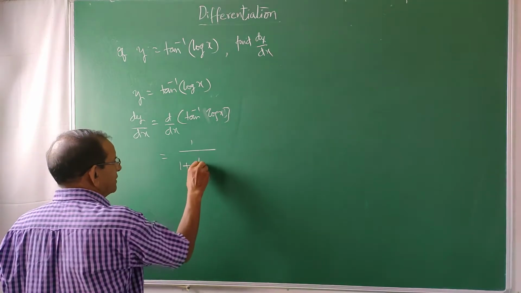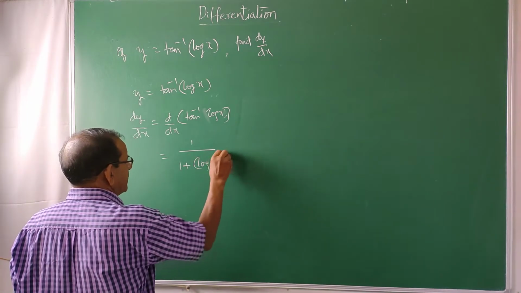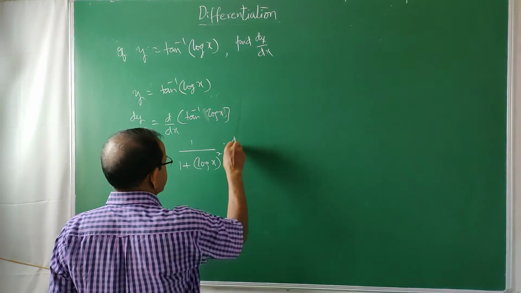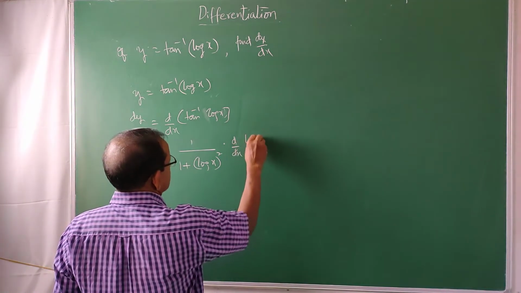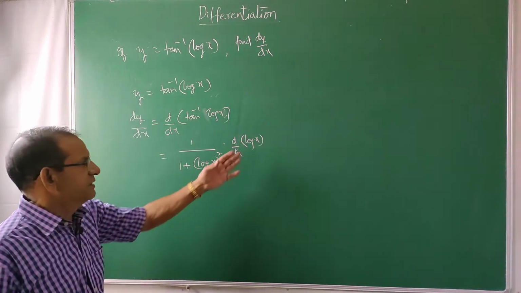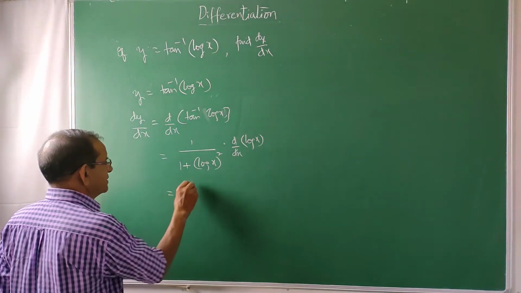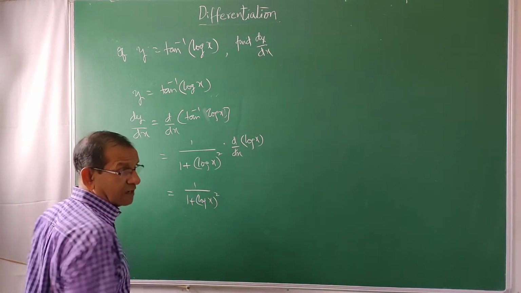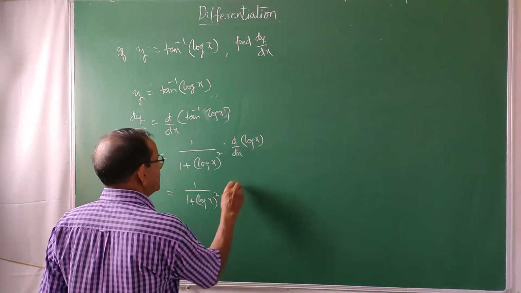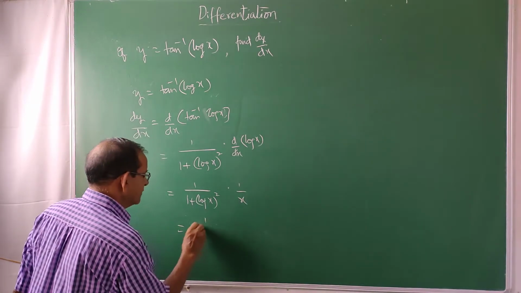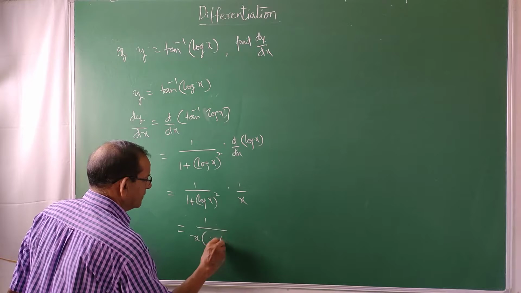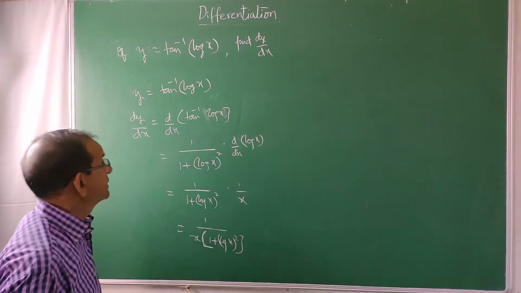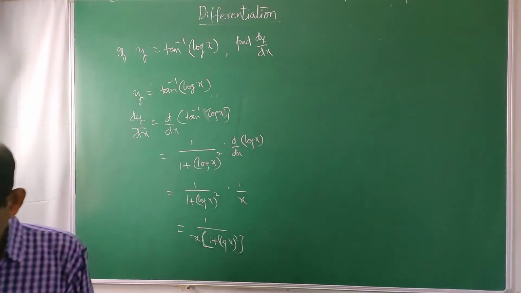For tan inverse x we write 1 by 1 plus x square. Now, you have to write 1 by 1 plus log x whole square into the derivative of log x, that is d by dx of log x. Log x derivative is 1 by x. So, this is 1 by 1 plus log x whole square, it is not log x square, log x whole square, into 1 by x. So, that is 1 by x into 1 plus log x whole square. This is the derivative of tan inverse log x.